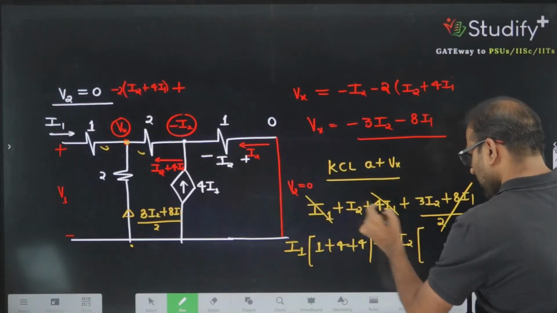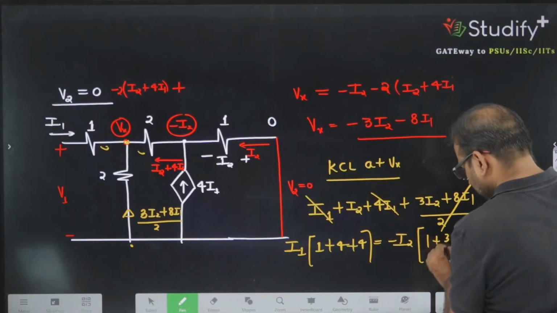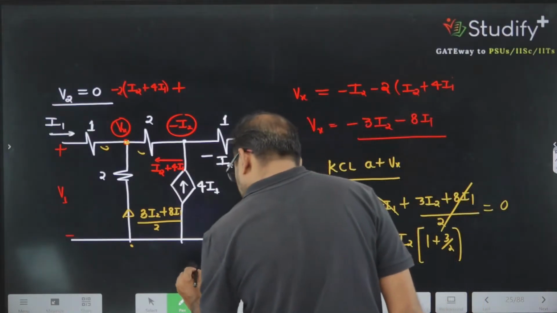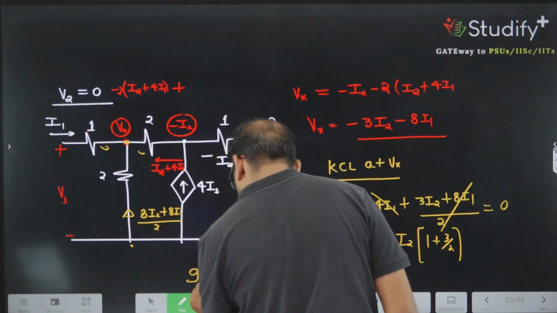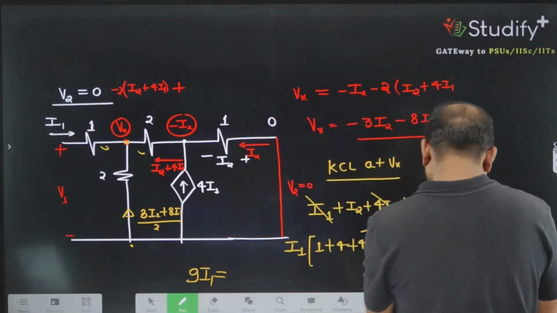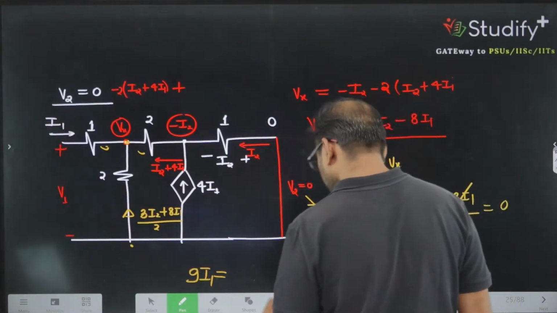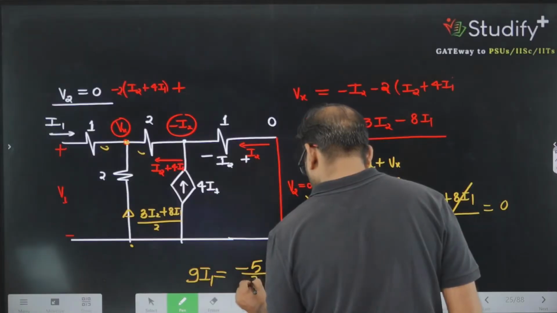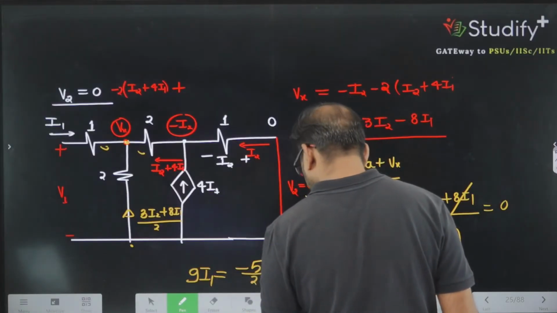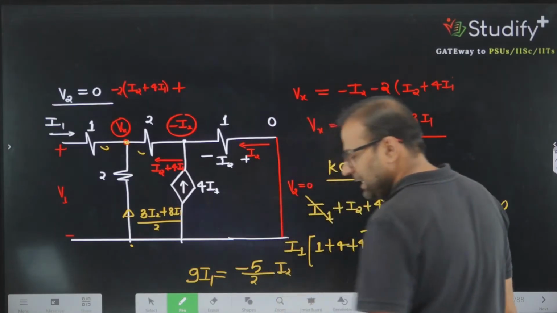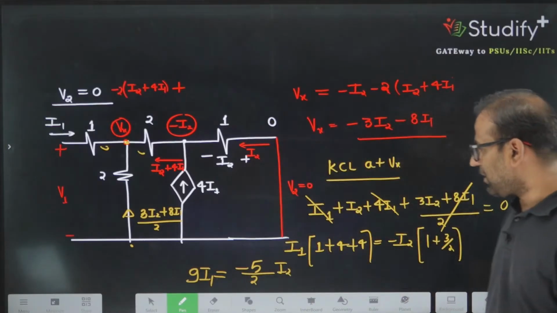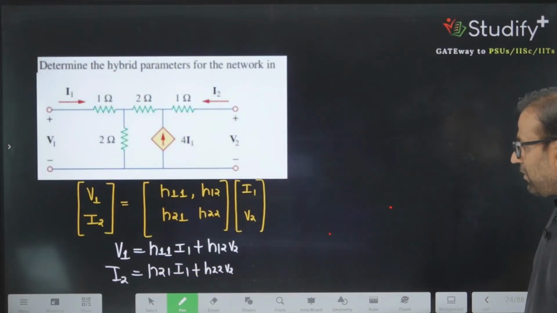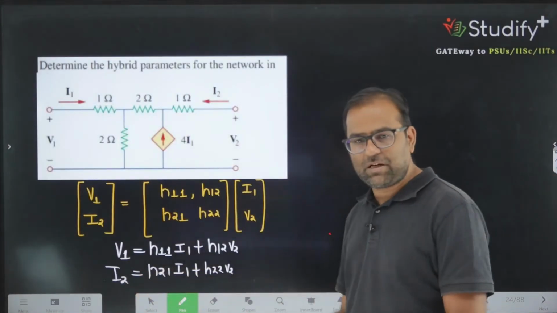This value is 1, and this value is 3 by 2. So 8 plus 1, 9. Can I say 9I1 is equivalent to 3 plus 2, 5, minus 5 divided by 2, I2? Correct? And now we have one of the parameters. What is that parameter? It is the I2 by I1 ratio, H21.